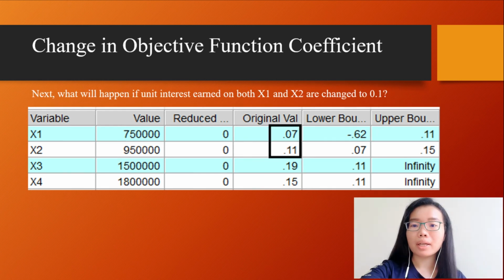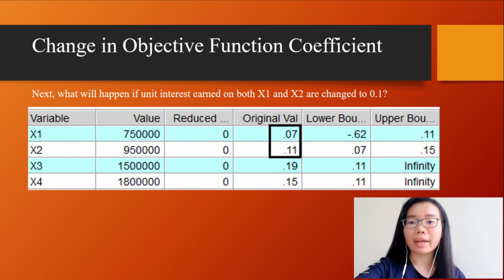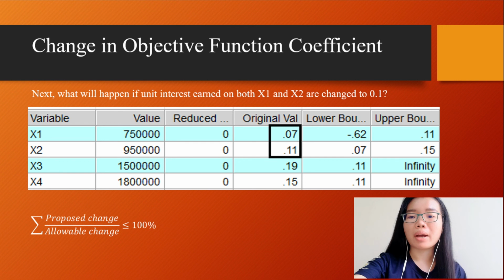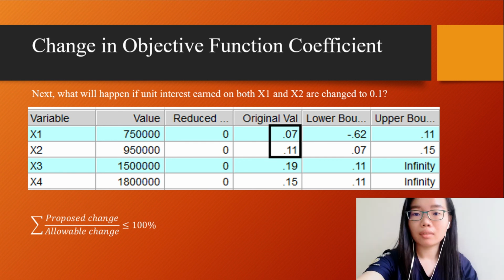Next, what will happen if unit interest earned on both x1 and x2 are changed to 0.1? Note that this sensitivity report only accounts for one change at a time. So, if there are simultaneous changes, we need to check that the sum of the ratios of changes to allowable changes is within 100% by using the 100% rule. If the sum of the ratios is over 100%, the optimal solution may no longer be valid.